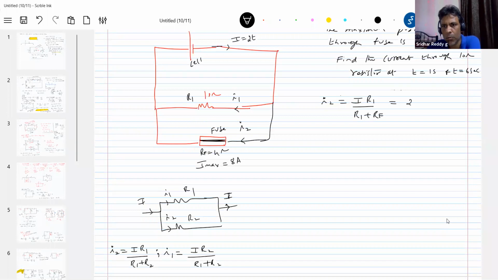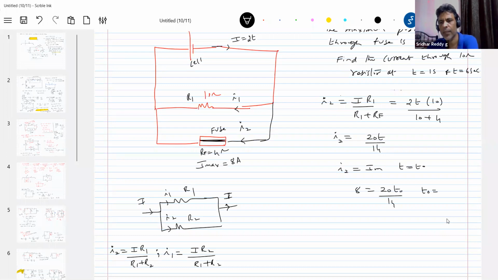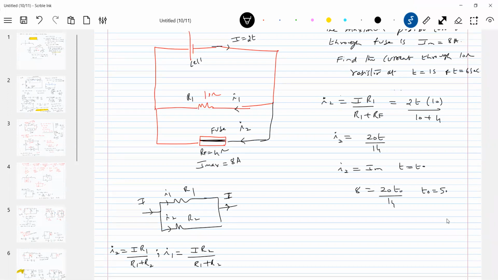So this should be equal to 2t. R1 is 10, so this will be 10 plus 4, giving 20t by 14. What is the maximum permitted value of I2? When I2 becomes equal to IM, we'll calculate the time, let it be t naught. So this should be equal to 8, that is 20t by 14. Anybody, the value of t naught? 5.6. 5.6 seconds.